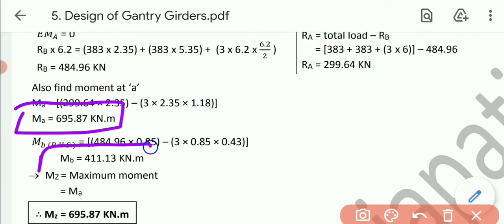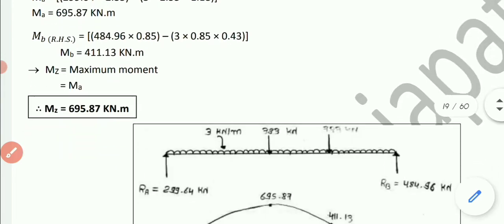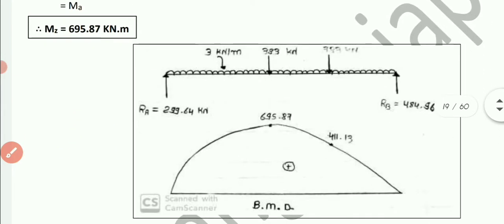Okay, so I have got the value of MA and MB, and as we discussed in the theory, maximum bending moment will be under the first load, that is under A. So Mmax, the maximum bending moment, is MA, 695.87 kilonewton meter. Now what does this indicate? That the gantry girder which we are going to design needs to resist this much bending moment. So this is our requirement. Let's draw the BM diagram.